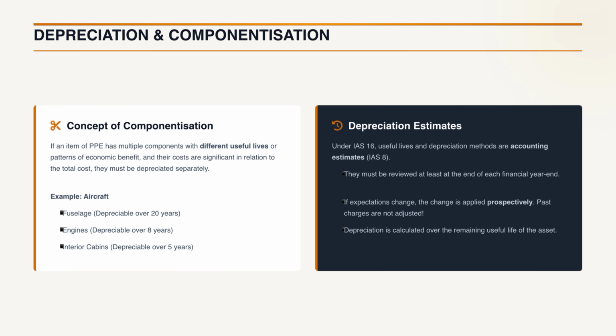Second, depreciation is a systematic allocation, not a valuation. Useful lives and depreciation methods are accounting estimates under IAS 8. You must review these at every year end. If your estimates change, you apply the change prospectively. You do not adjust past depreciation. You simply take the remaining carrying value and divide it over the new remaining useful life.